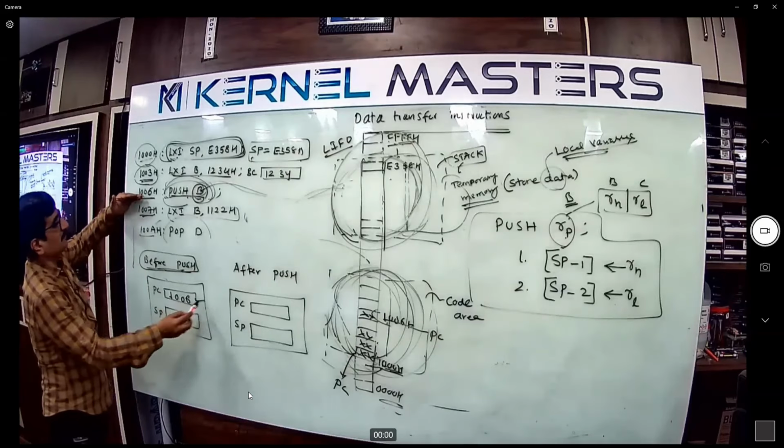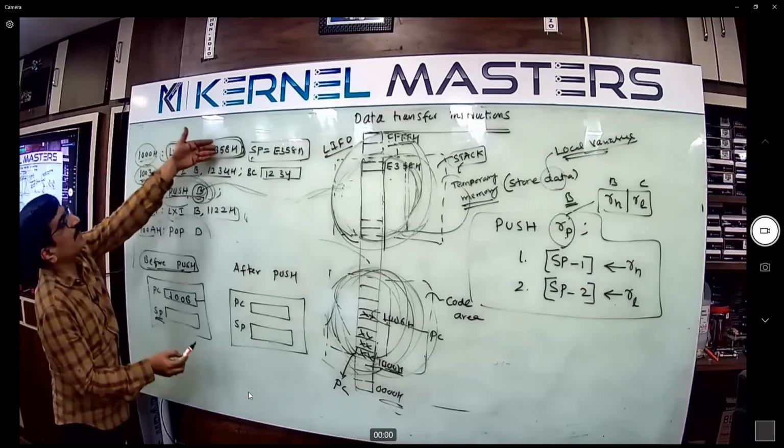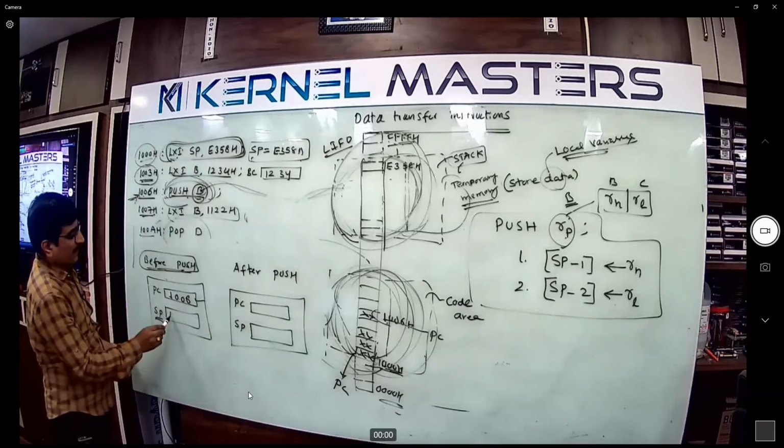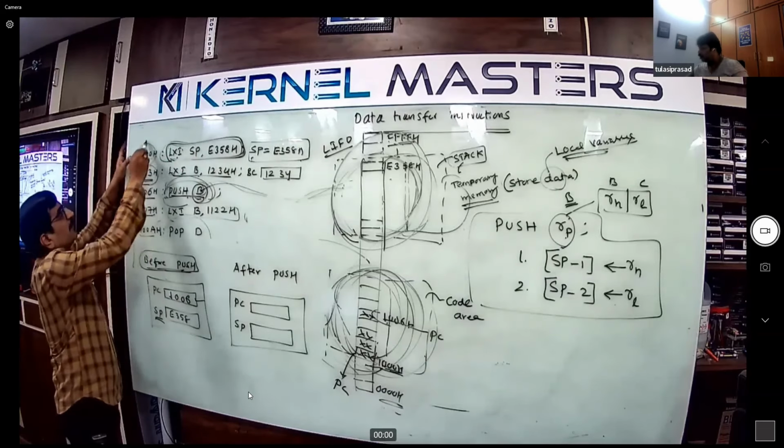What is the stack pointer value? Tell me. What is the stack pointer value? E358. After the first instruction only, the SP value is E358 only.